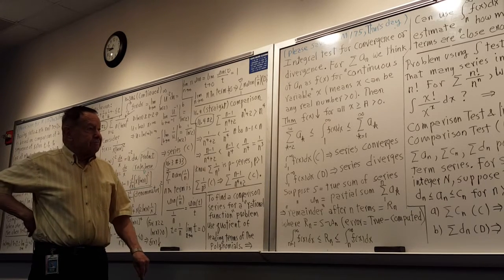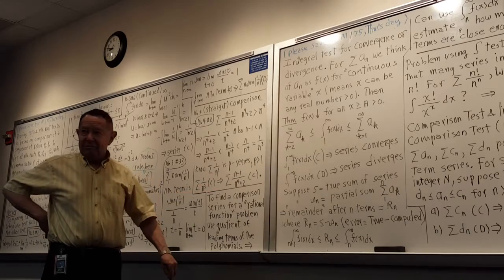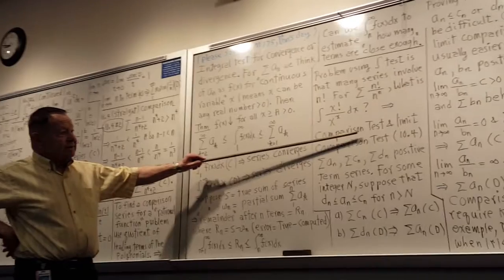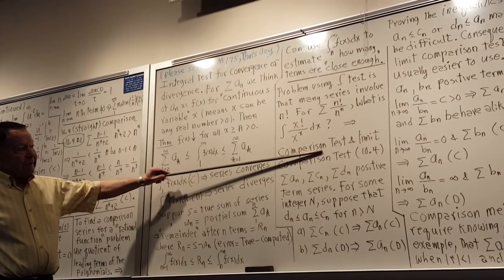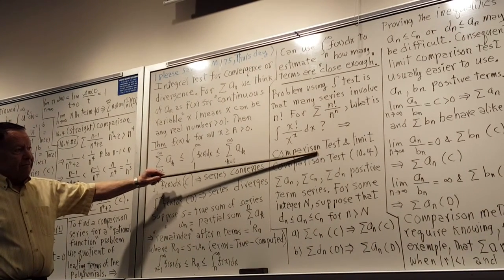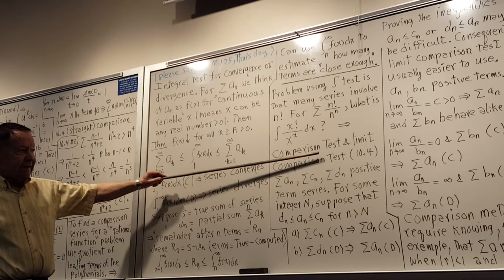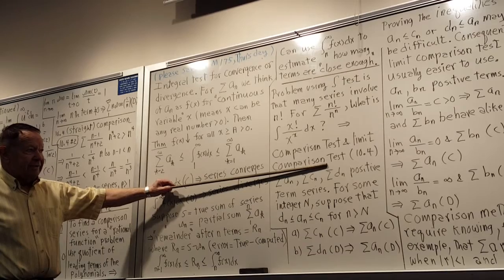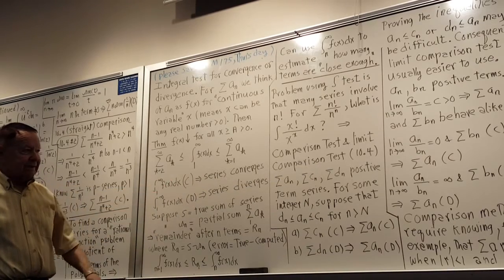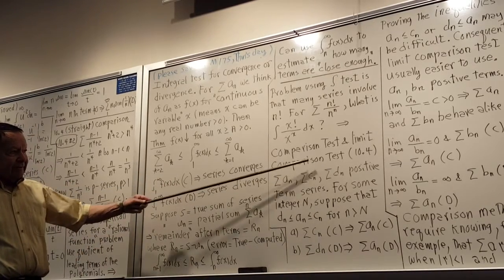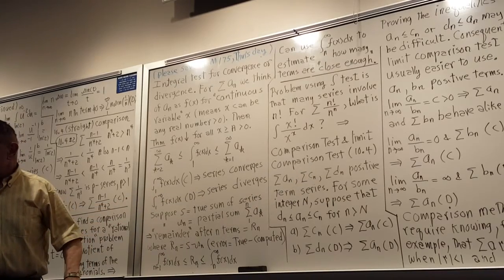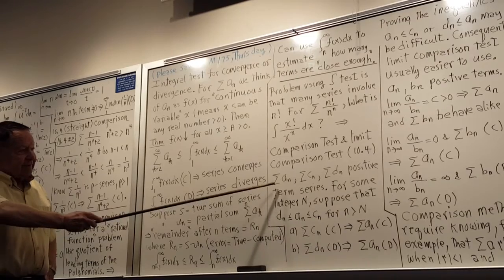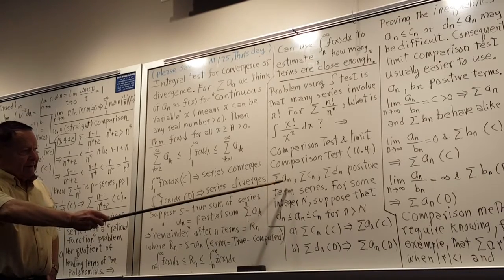So what can we do? Well, we have in section 10.4 the two forms of a comparison test. We have the comparison test and we have the limit comparison test. And the limit comparison test is easier to use as a rule. So the theorems look like this.